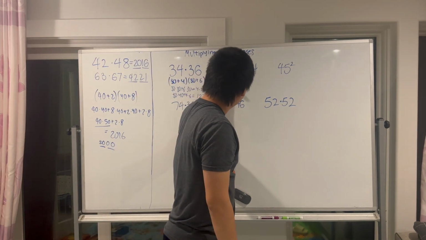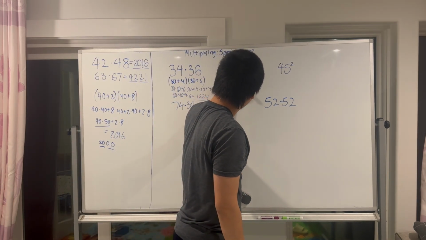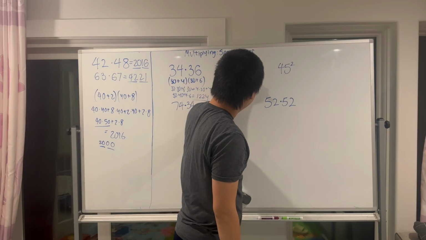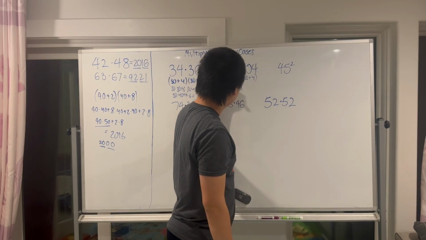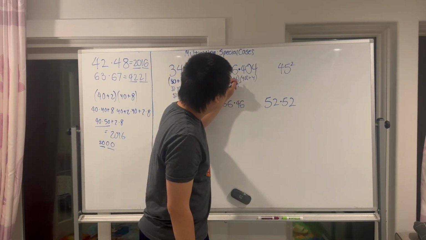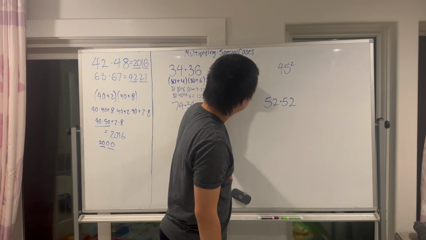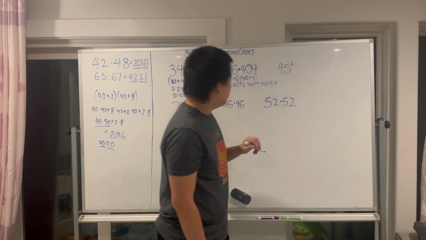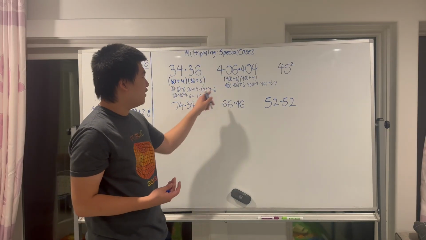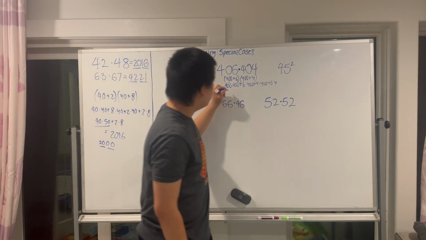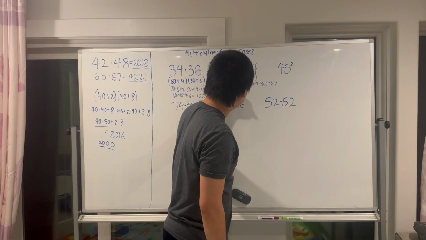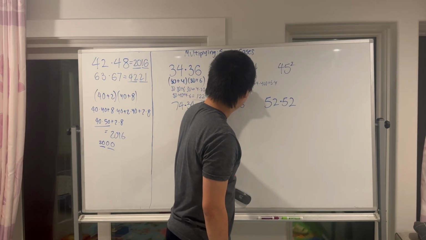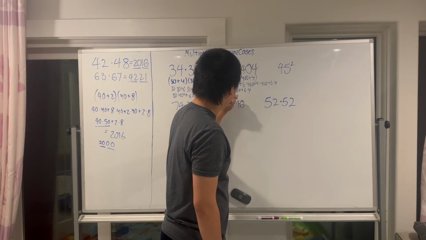So we're going to do 400 plus 6 times 400 plus 4, which is 400 times 400 plus 6 times 400 plus 4 times 400 plus 6 times 4. And so how many 400s do we have? We have 400 plus 6 plus 4, which is 410 times 400 plus 6 times 4. And so our final answer is going to be this number, 164024.